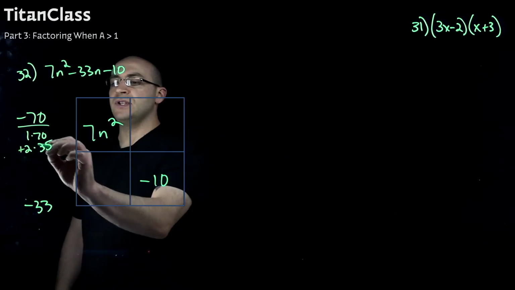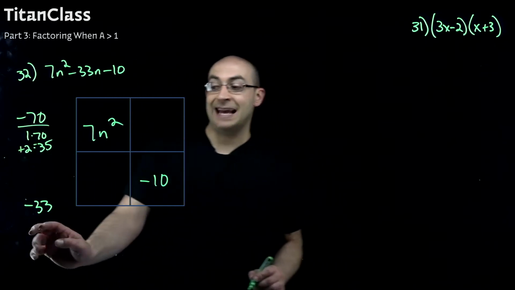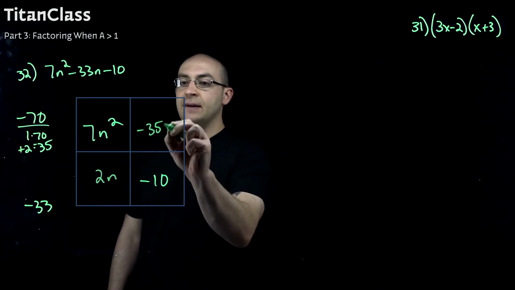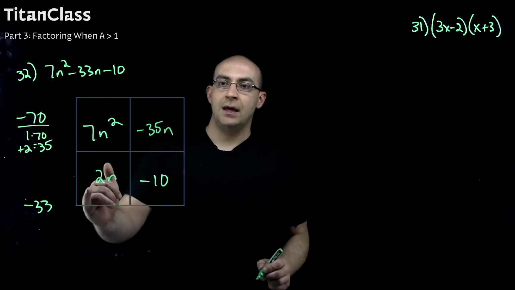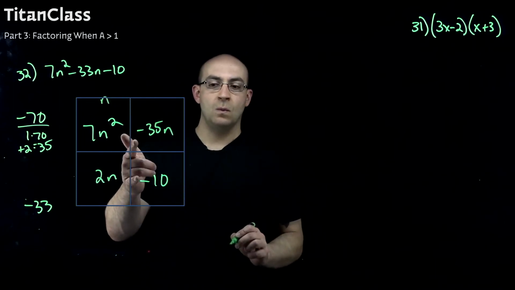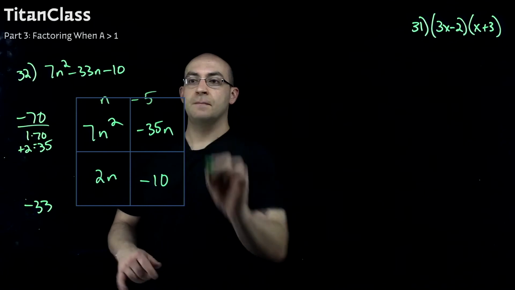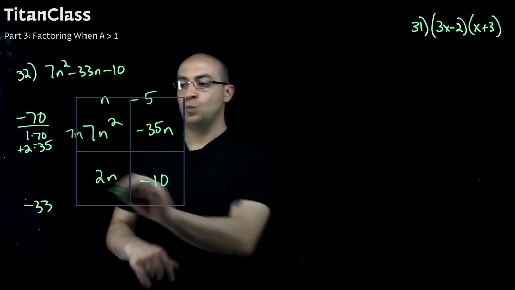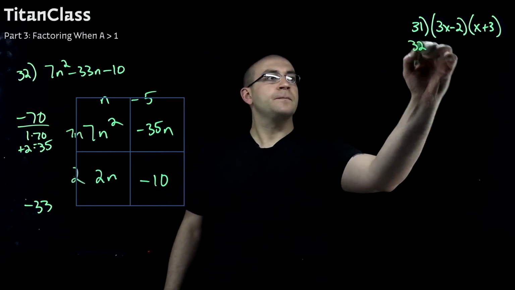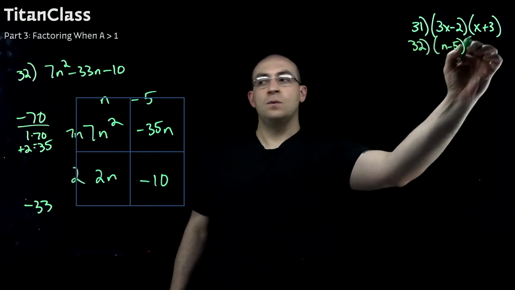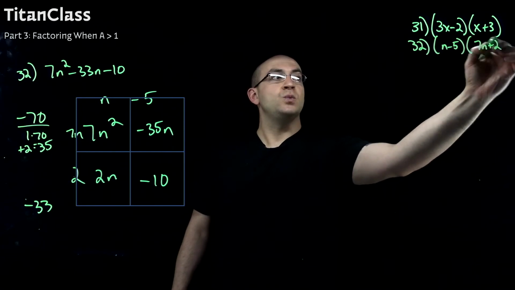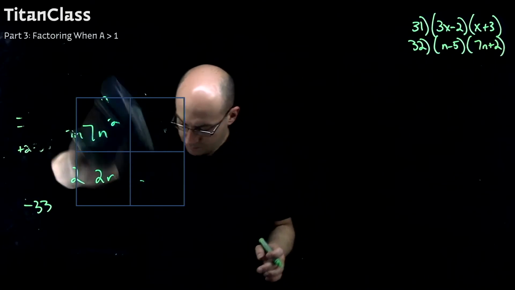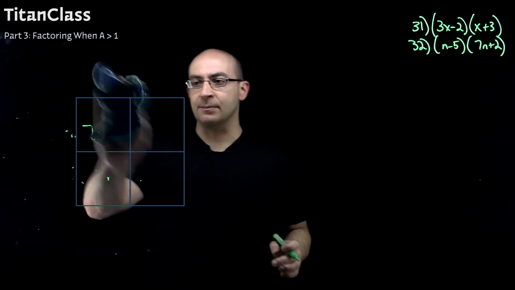I know I need a plus 2 and a minus 35 because I have to add to get negative 33. So this is going to be a 2n and a negative 35n. N, negative 5, 7n, 2. N minus 5, 7n plus 2, okay? All right. Let's see what the next set of problems is going to be for us, everyone.